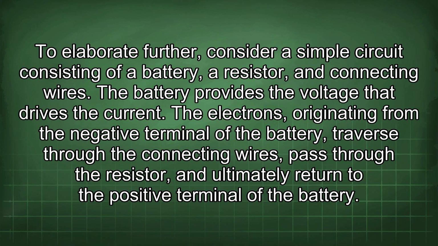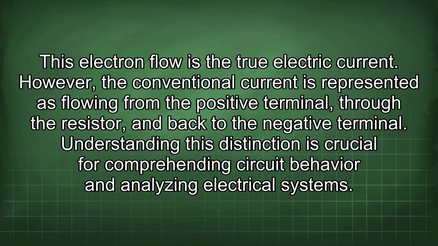The battery provides the voltage that drives the current. The electrons, originating from the negative terminal of the battery, traverse through the connecting wires, pass through the resistor, and ultimately return to the positive terminal of the battery. This electron flow is the true electric current. However, the conventional current is represented as flowing from the positive terminal through the resistor and back to the negative terminal. Understanding this distinction is crucial for comprehending circuit behavior and analyzing electrical systems.